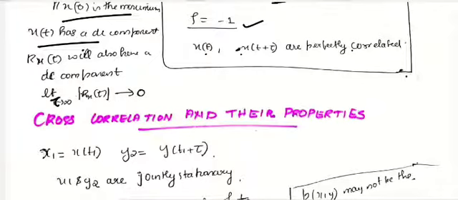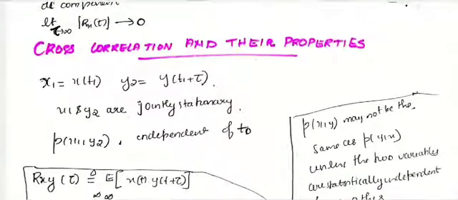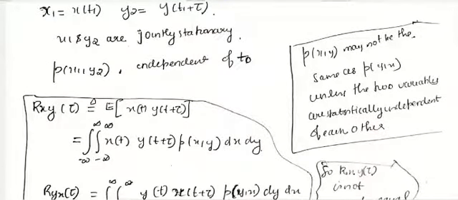And now we will see what cross correlation is and its properties. We said that if it is from the same process, it is known as autocorrelation. If it is from two different processes, it is known as cross correlation. So, I am taking x of t1 and y of t1 plus tau, two different processes that are jointly stationary, and the joint density of x1 and y2 is independent of t0. And what is the formula for Rxy of tau? Rxy of tau is equal to the expected value of x of t into y of t plus tau.